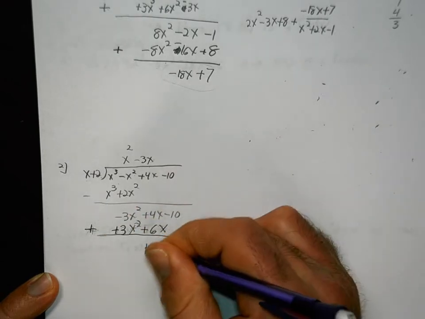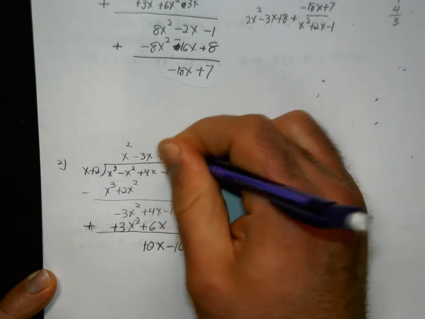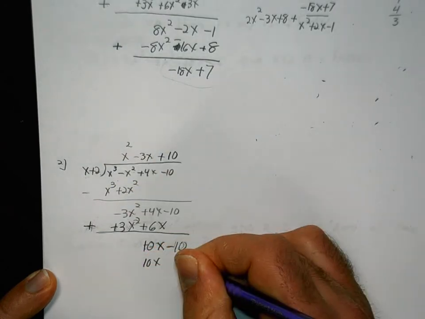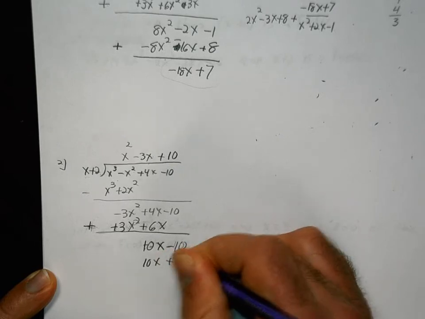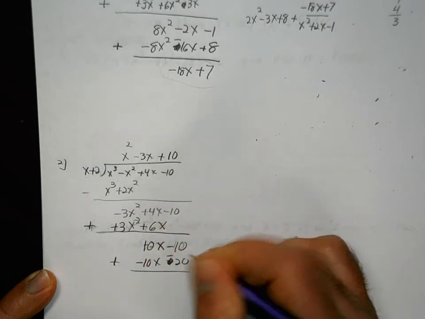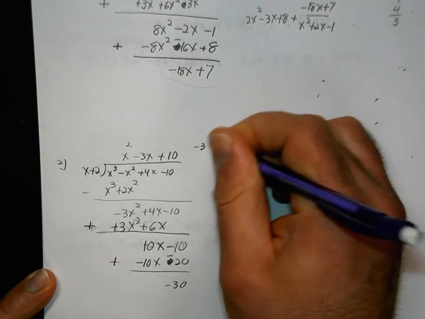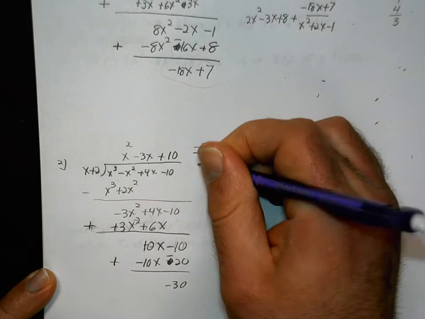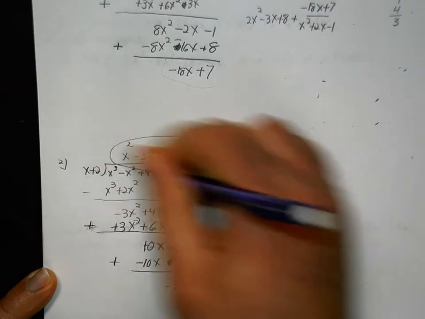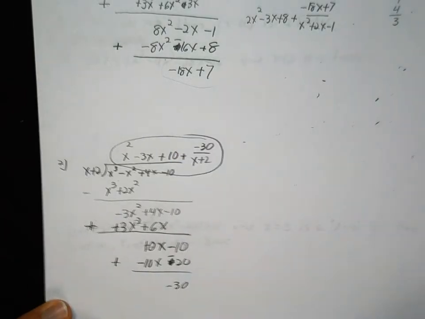This is going to be a 10x minus 10. Okay, and then x goes into 10x 10 times. Then I get 10x plus 20. Subtraction. Change it to addition. Change the signs. So when I add, this is going to give me negative 30. So my remainder is negative 30 over x plus 2. So this is my solution there. I should put a plus in between there. Okay. Now, so that's polynomial long division.